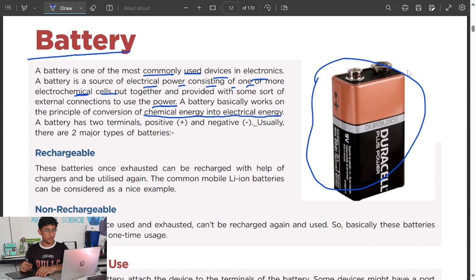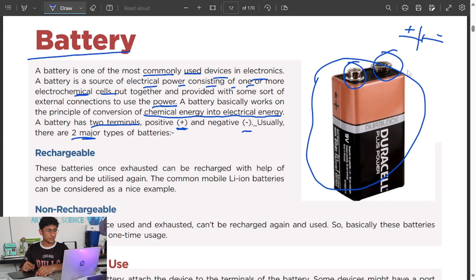A battery has two terminals. The first one is positive and the second one is negative. This is the positive terminal of the battery, this is the negative terminal of the battery, and this is the symbolic diagram of the battery. This is the positive pin, and this is the negative pin.